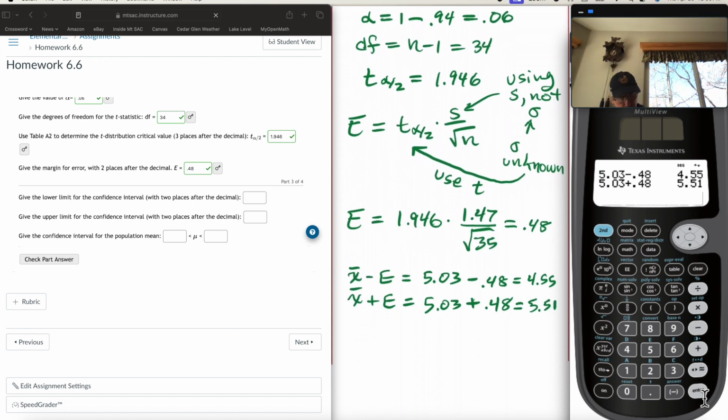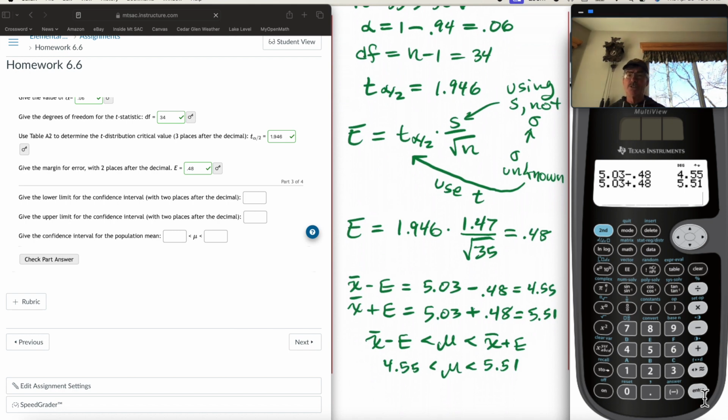We have a confidence interval that uses these, so we know the mean is between x bar minus e and x bar plus e. I said we know, we think it's between these two values, so that the mean would be between 4.55 and 5.51. And we're 94% confident in that. Okay, so let's put in these numbers. So lower limit 4.55, upper limit 5.51, and I'll put them again down here.